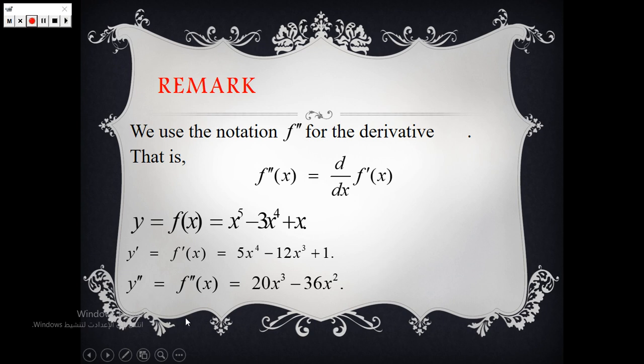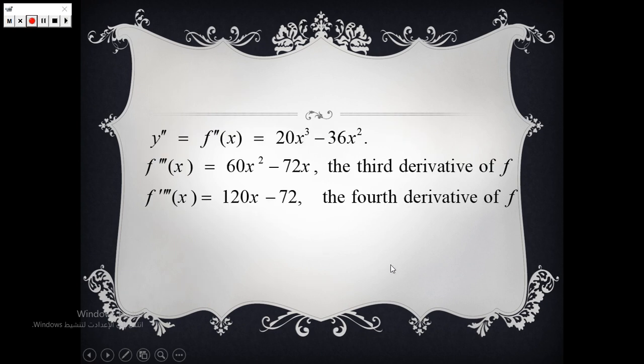Now find the second derivative. To find the second derivative, we must find the first derivative to begin. First derivative, which y dash equal 5x power 4 minus 12x power 3 plus 1. Then second derivative will be derivative of 5x power 4 will be 20x power 3 and derivative of negative 12x power 3 will be negative 36x power 2.